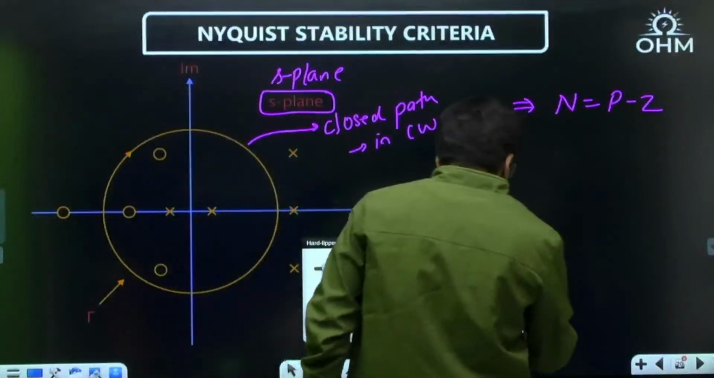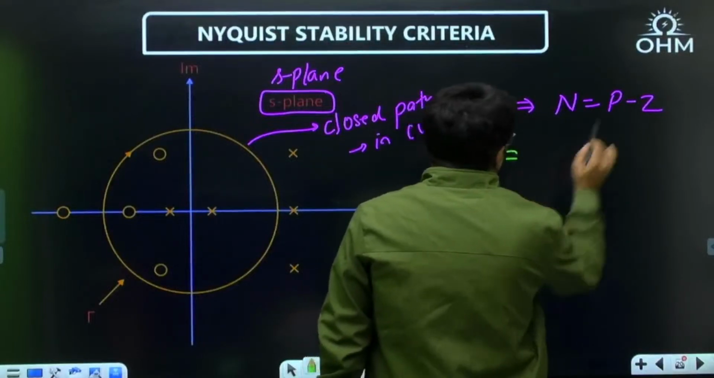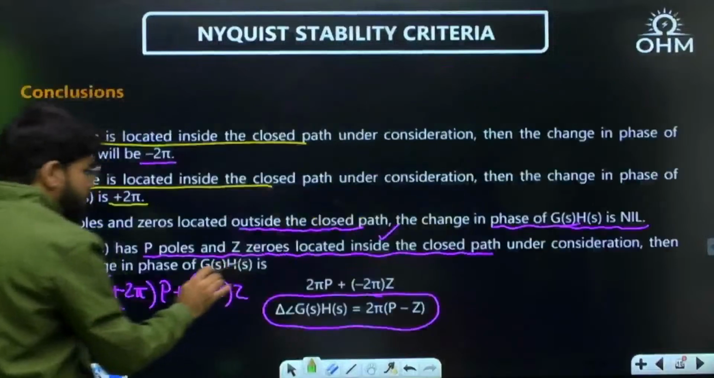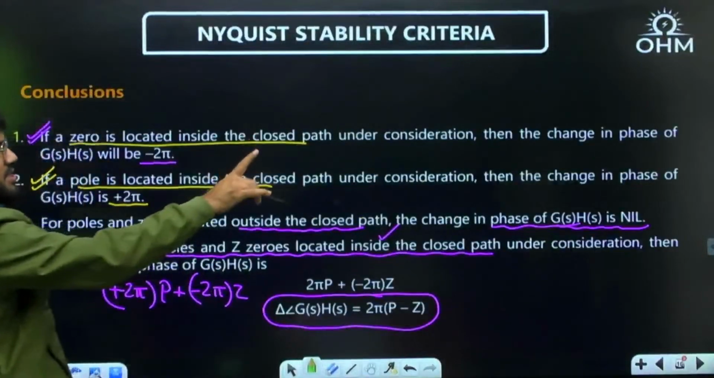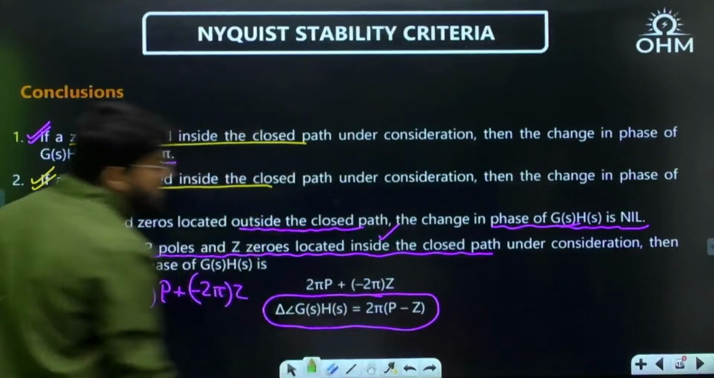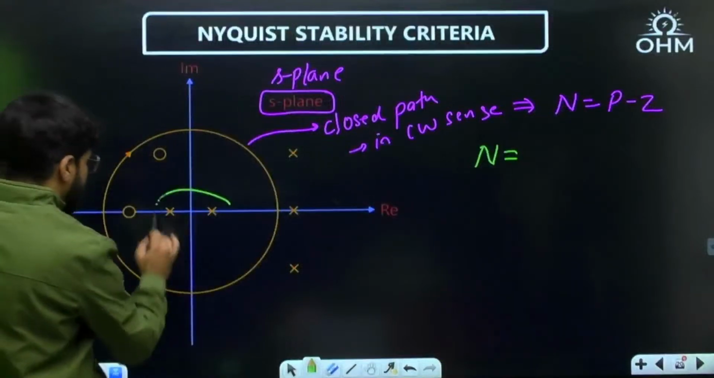Now, if this is P minus Z, what is the value of N? Which P and Z comes in the formula? P and Z are not the total poles and zeros of GS. They are the poles and zeros which are inside. So how many poles are inside? Have a look into it.